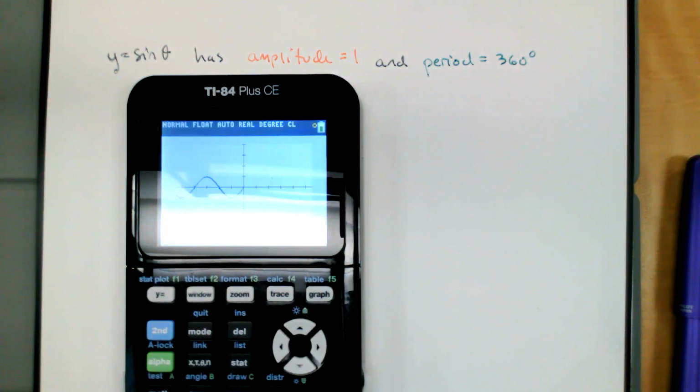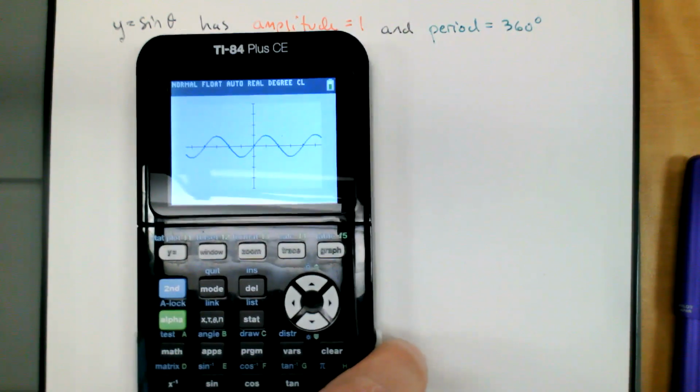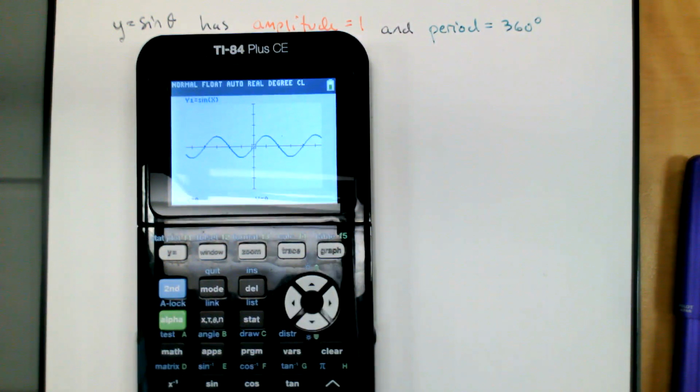Let's look at our graph. Here's our graph of sine. So we've got an amplitude of 1 and a period of 360. If I trace it, when theta is 0, we get 0. And when theta is 360, we're back to 0. When theta is 90 degrees, we're at 1. And when theta is 270, we're down at -1.